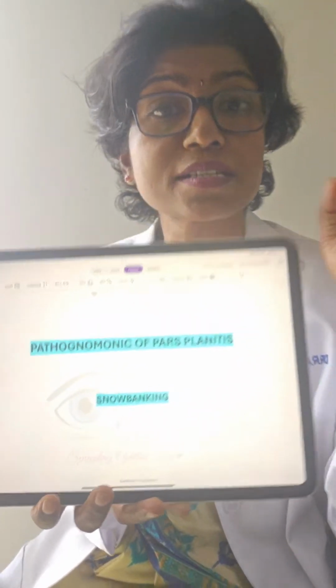Put it in your brain box. It's very, very important. So snow banking, typically you will see in the inferior pars plana region. Yes, intermediate uveitis or pars planitis. What is the difference between intermediate uveitis and pars planitis? Idiopathic intermediate uveitis is called pars planitis. When you've ruled out every other cause of intermediate uveitis, it's a diagnosis of exclusion. That is pars planitis. Is that clear?